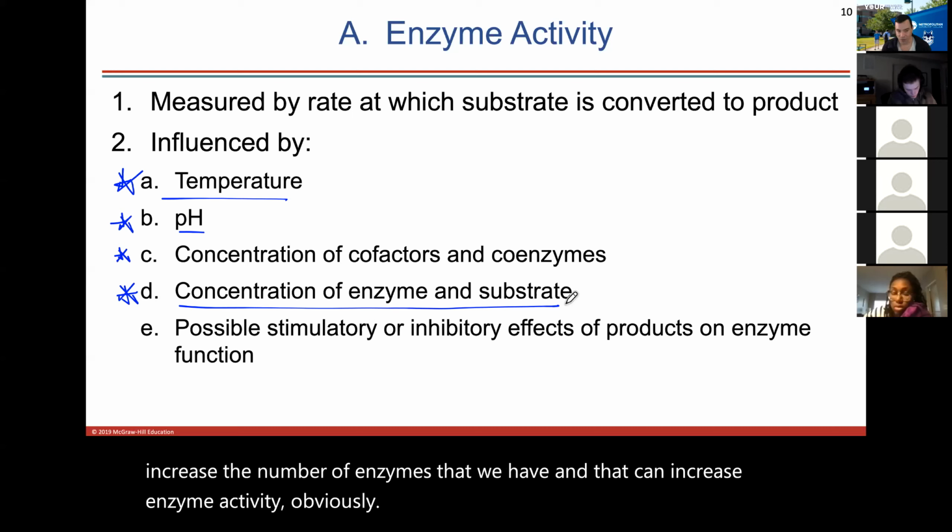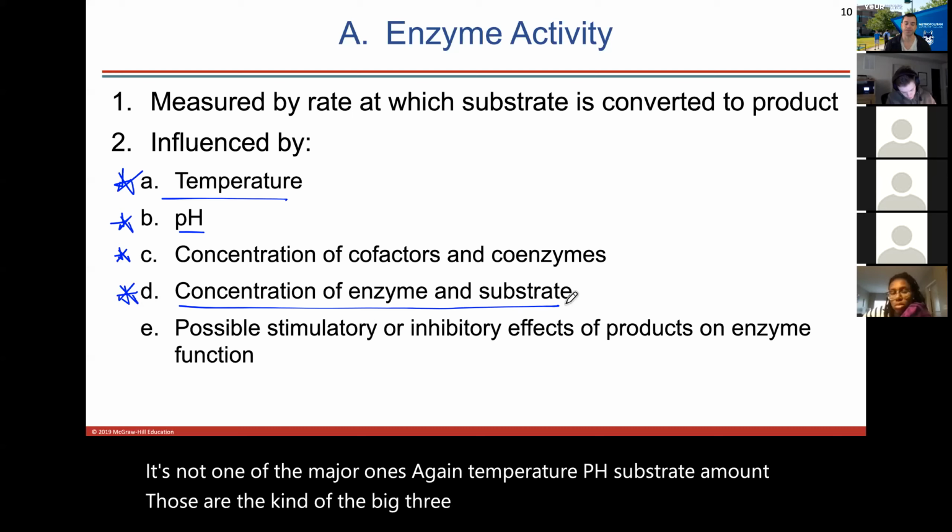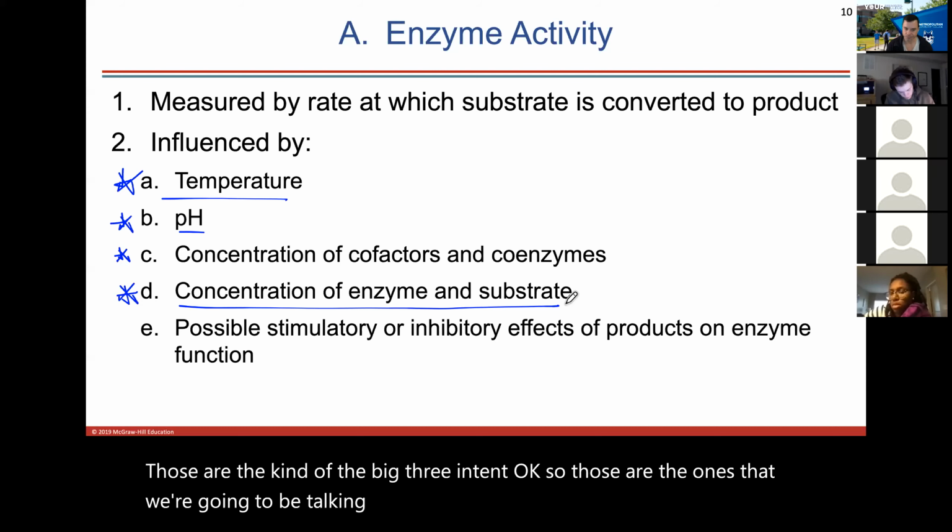It's not one of the major ones. Again, temperature, pH, substrate amount. Those are the kind of the big three, hint, hint. So those are the ones that we're going to be talking about predominantly.